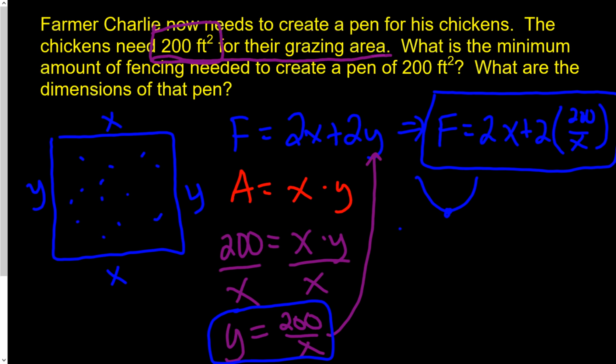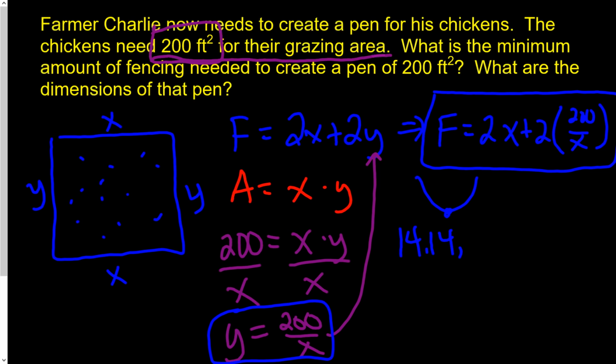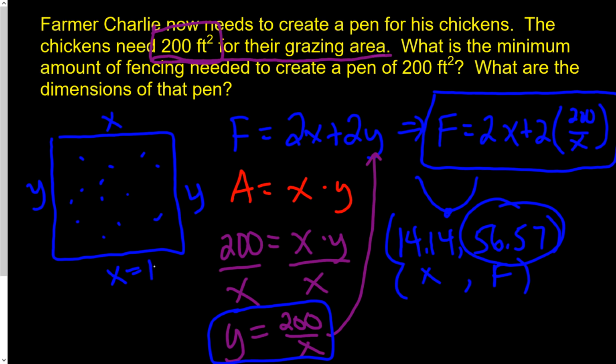So 14.14, comma, what did I say that was? I already forgot. 56.57. So this is our X value, and the Y value represents fencing. So that means that the minimum amount of fencing would be 56.57, and the X side of this would be 14.14.